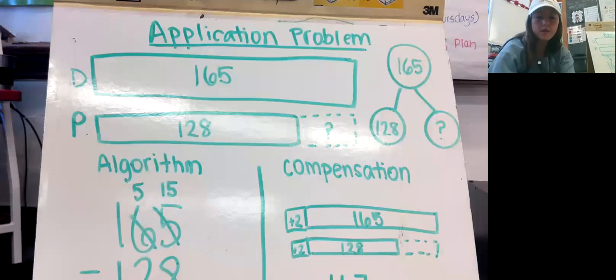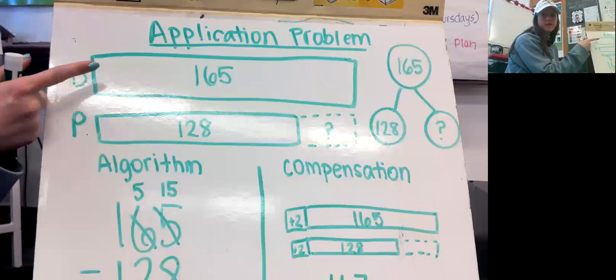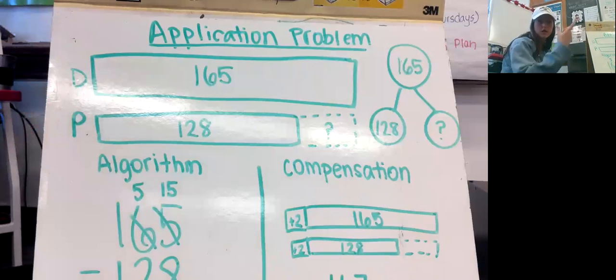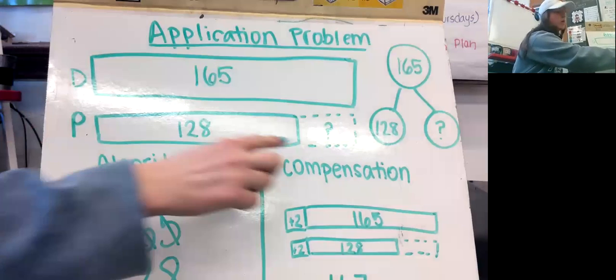So if I look at my problem, let me move this over so I can see. Okay, so I know that Diane skipped rope 165 times. She skipped more times than Peter did, so her bar is going to be bigger on the T diagram. I know Peter skipped 128 times, and we're solving for this missing part over here.